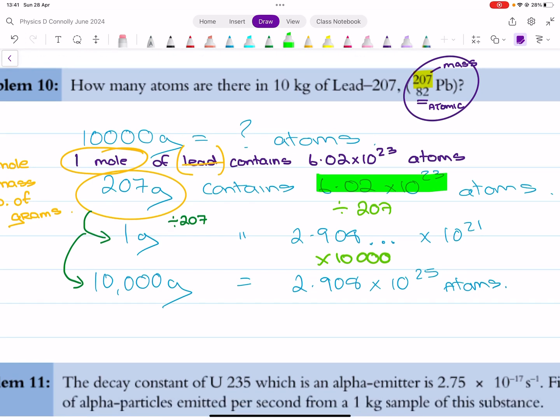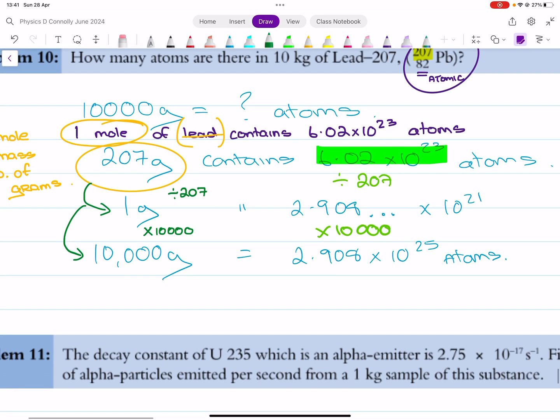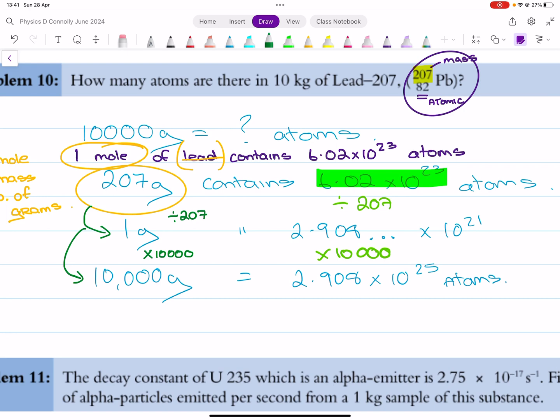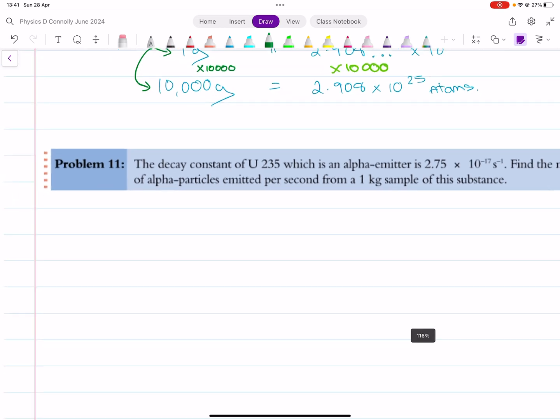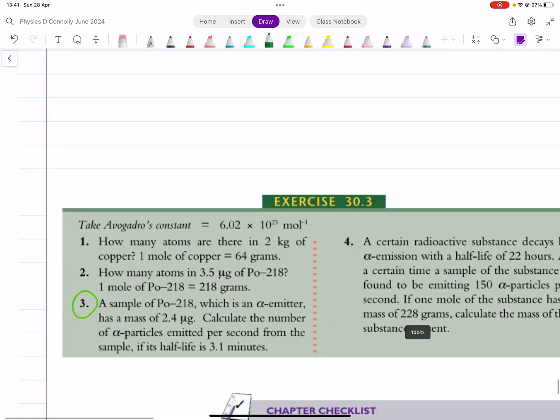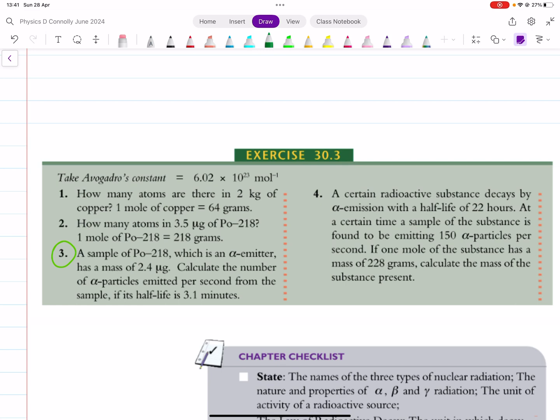Then the question was, how many atoms are there in 10 kilograms? So to go from 1 to 10,000 grams, I multiplied by 10,000. Again, if you do it on the left, you do it on the right. So 10,000 grams of lead contains 2.908 by 10 to the 25 atoms of lead. And that's how you do the Avogadro's number questions.